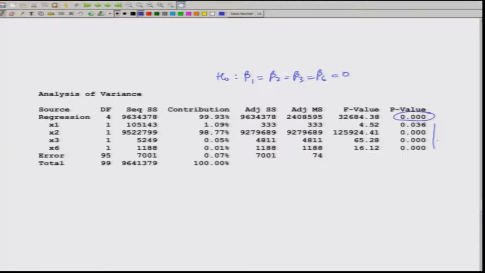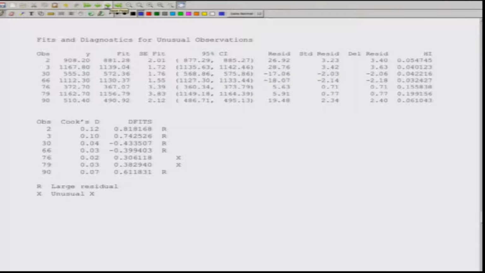So one can see here that the H naught is rejected, and all the variables x1, x2, x3 and x6 are contributing towards the model in explaining the variation in the value of y. And here we have obtained the fits and diagnostics for the unusual observations, and we had seen earlier also that these many observations have been diagnosed to be either having a large residual or an unusual observation.